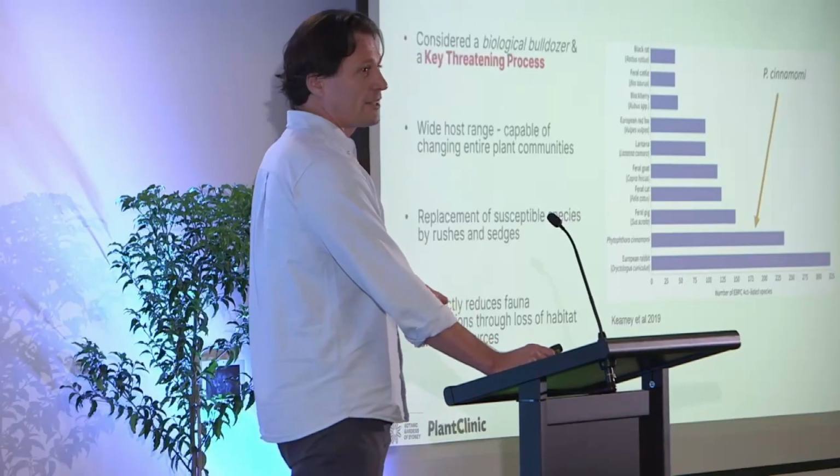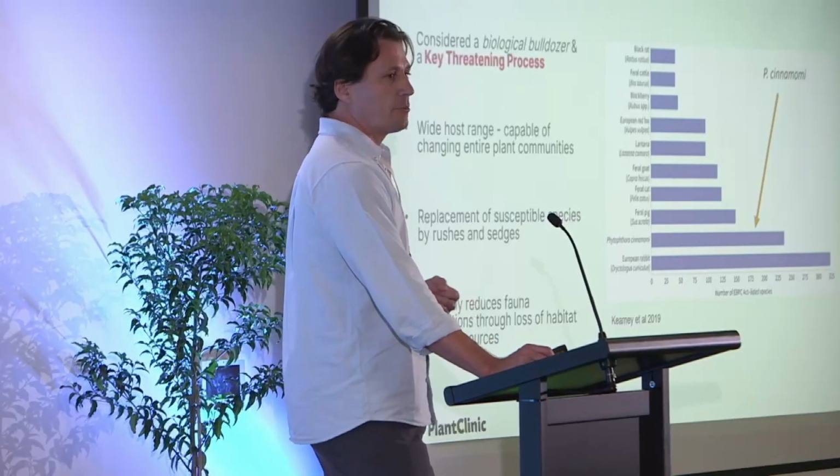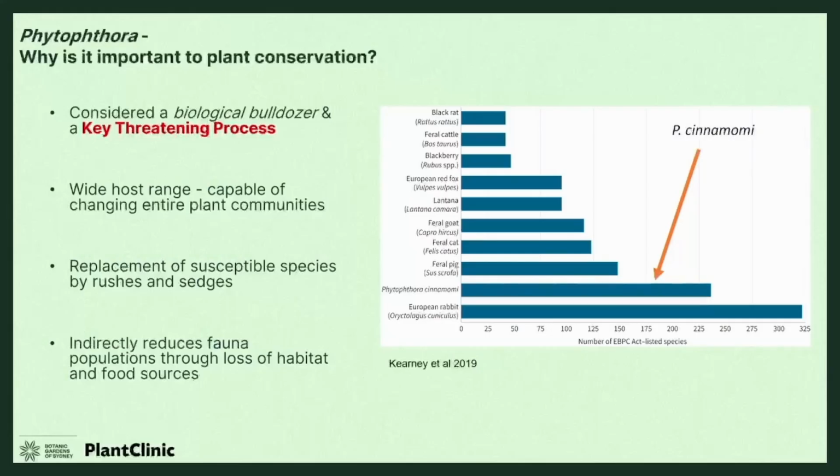Right, so why is it important for conservation? You probably already know this, but it's considered a biological bulldozer and a key threatening process. And this is mainly because it has a very wide host range, so it can change entire plant communities, and it often replaces susceptible species with rushes and sedges. And of course, this indirectly affects the fauna that's dependent on that habitat.